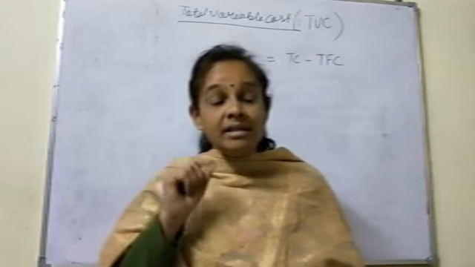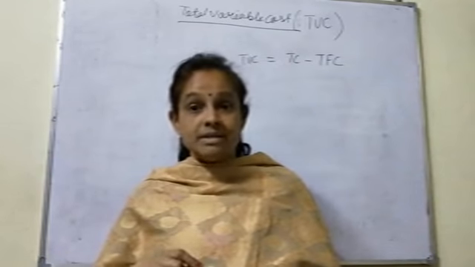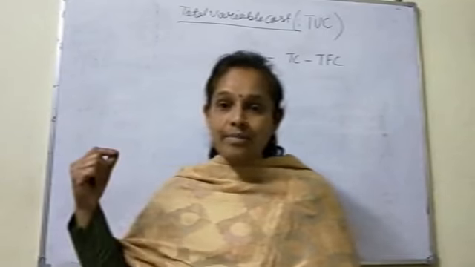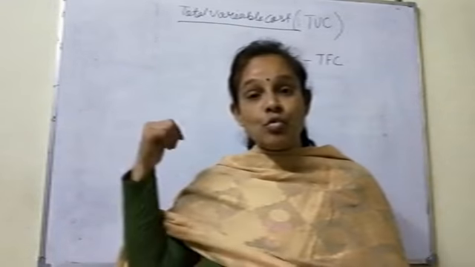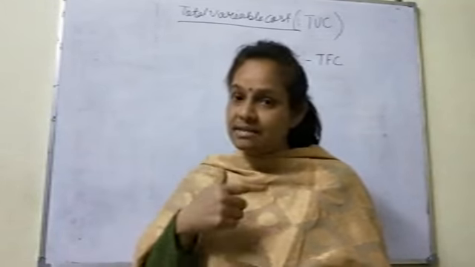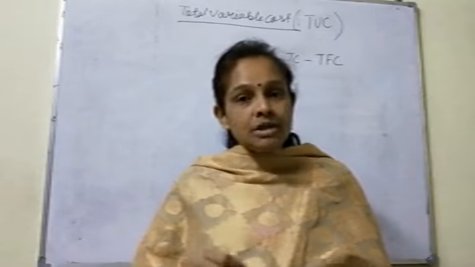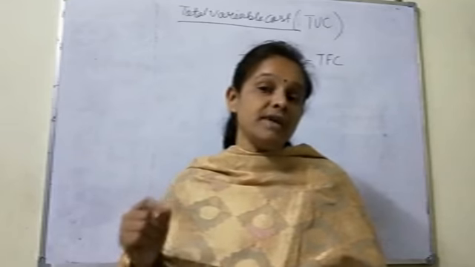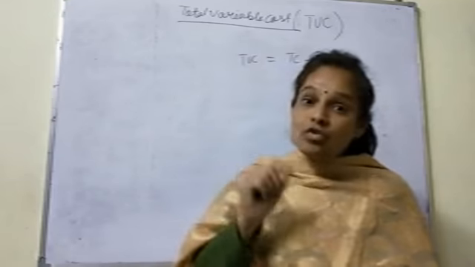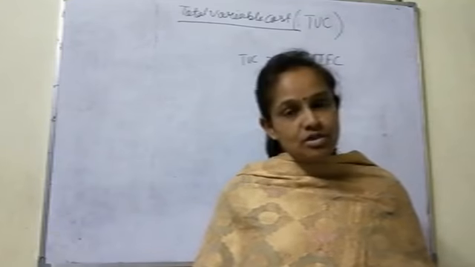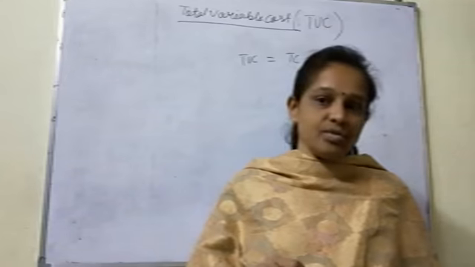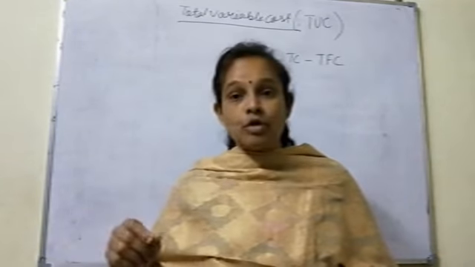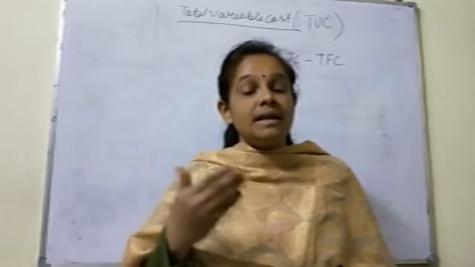Now, one more thing you need to understand here is that TC, total cost. I'm teaching you total variable cost, but to understand this, you need to understand the second fact also. The total cost is the addition of total fixed cost and total variable cost. But we know that total fixed cost does not change. Total fixed cost remains the same. So TC depends on TVC because TVC changes with the change in the level of output.